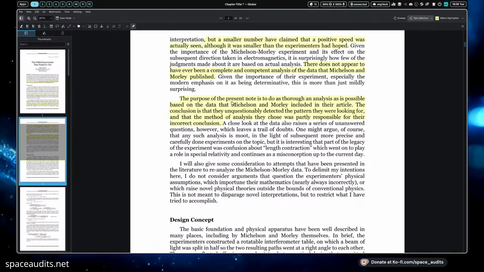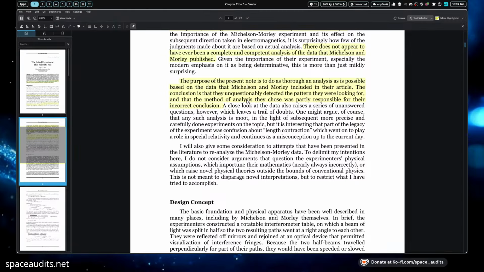The purpose of this present note is to do as thorough an analysis as possible based on the data from Michelson and Morley included in their article. The conclusion is that they unquestionably detected the pattern that they were looking for, and that the method of analysis that they chose was partly responsible for their incorrect conclusion.